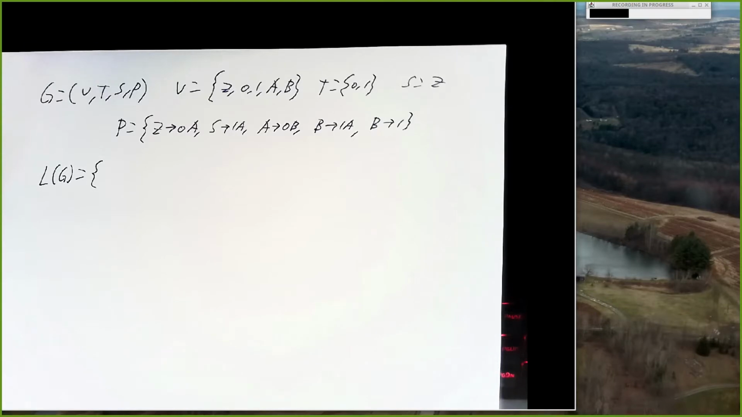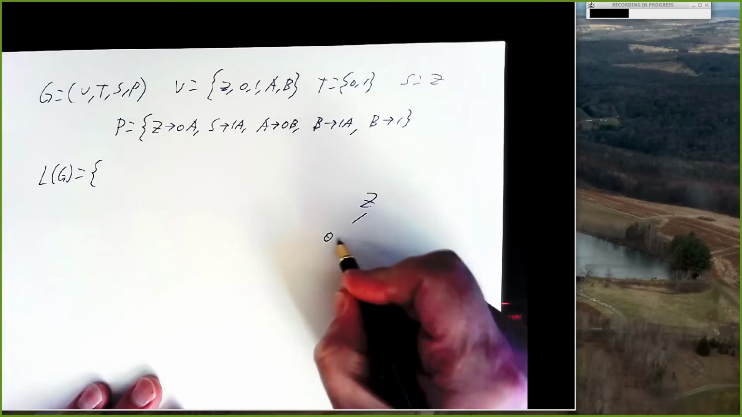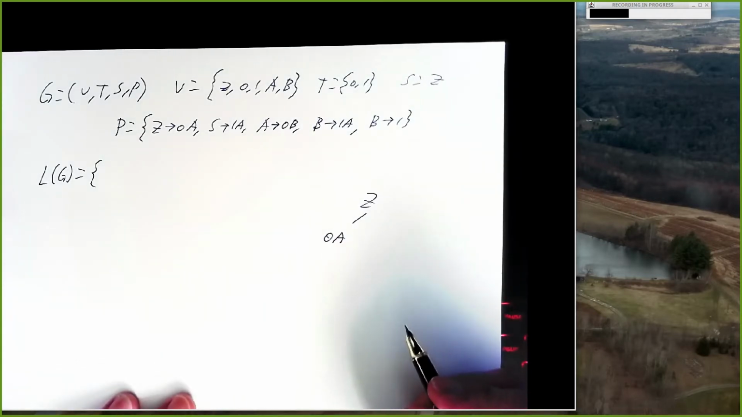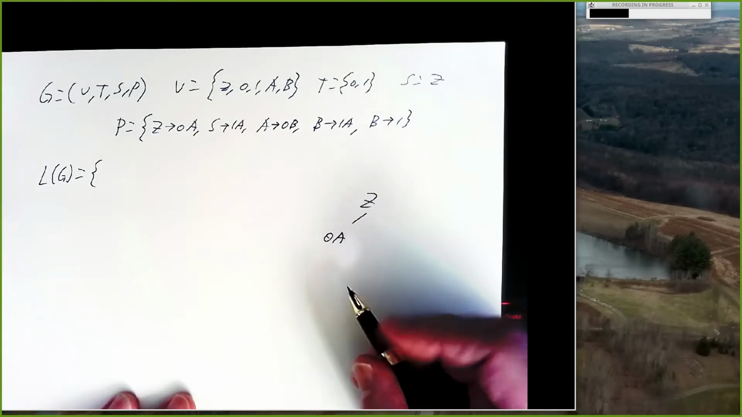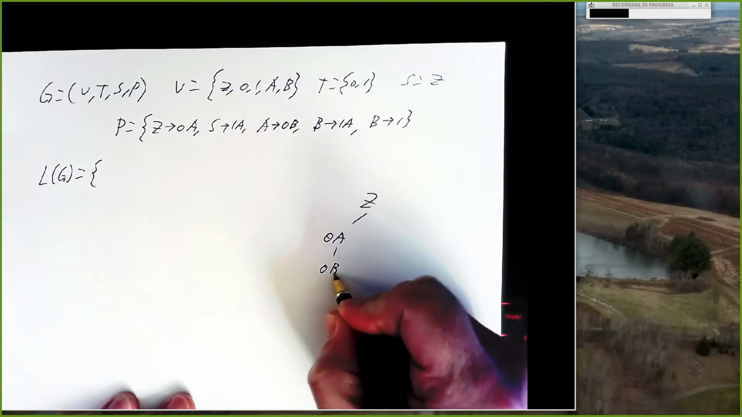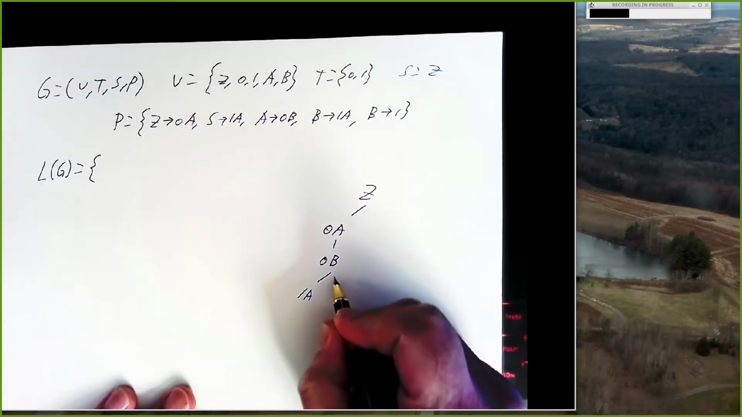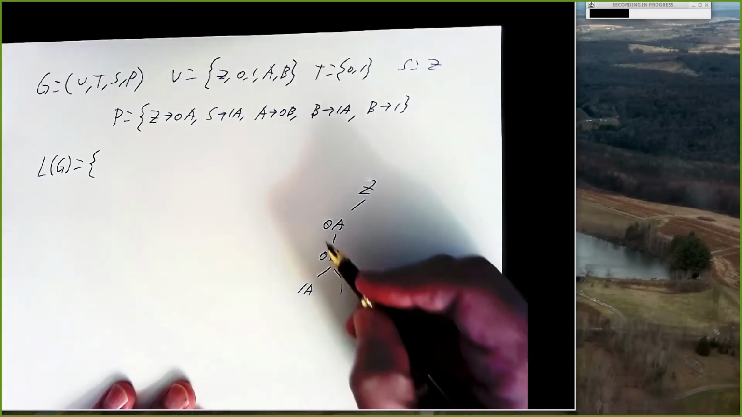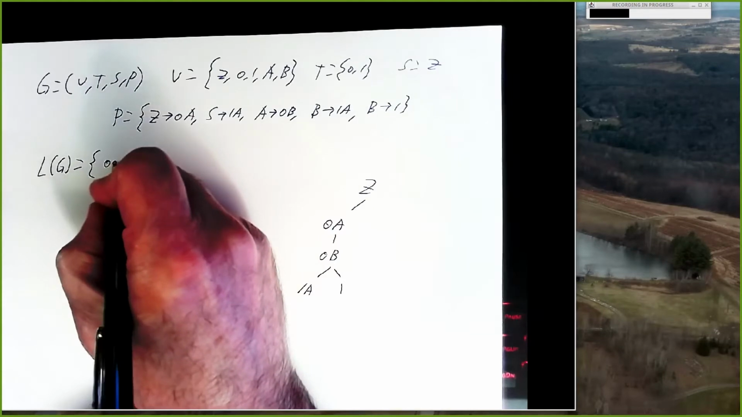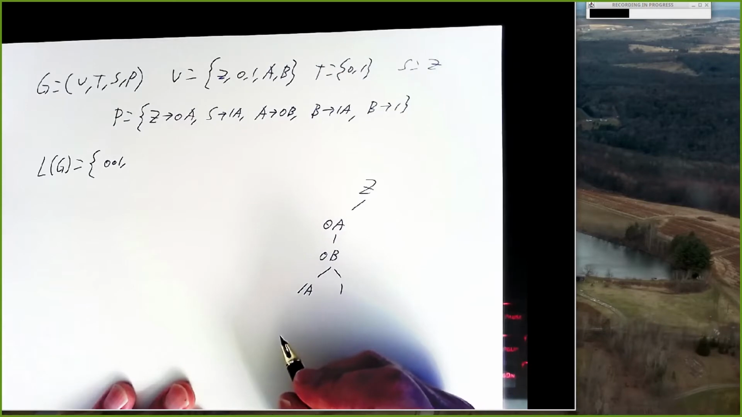The first Z can turn into 0A, capital A. Okay. So let me draw my derivation tree a little differently. Z could go to a 0A. What can an A go to? 0 capital B. And what can a B go to? Well, we have two options, either 1A or 1. If it goes to a 1, we've got a string of terminal symbols, 0, 0, 1. So that's one word. If it goes to a 1A, what does an A go to?